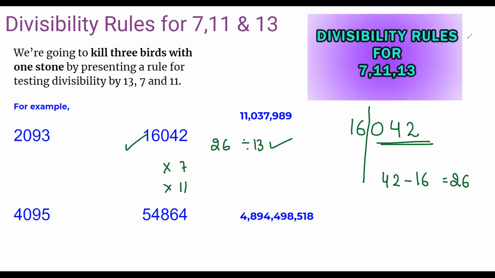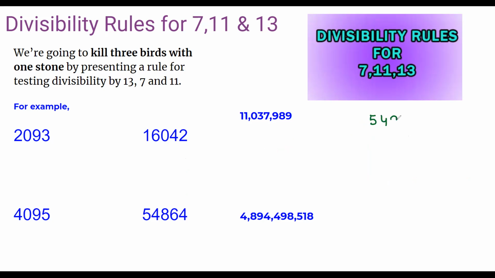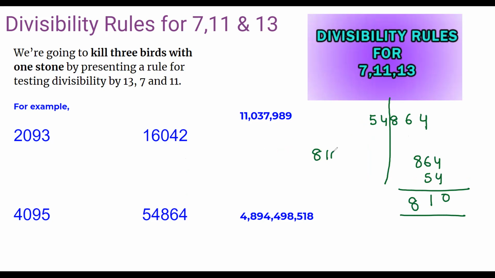Okay. Let's try another number. 54864. So group into two parts like this. So what do you have to do? 864 minus 54. How much did you get? 810. Is 810 divisible by 7? No. Is 810 divisible by 13? No, because 910 is there. Is 810 divisible by 11? No. So this number is not divisible by any of these numbers.